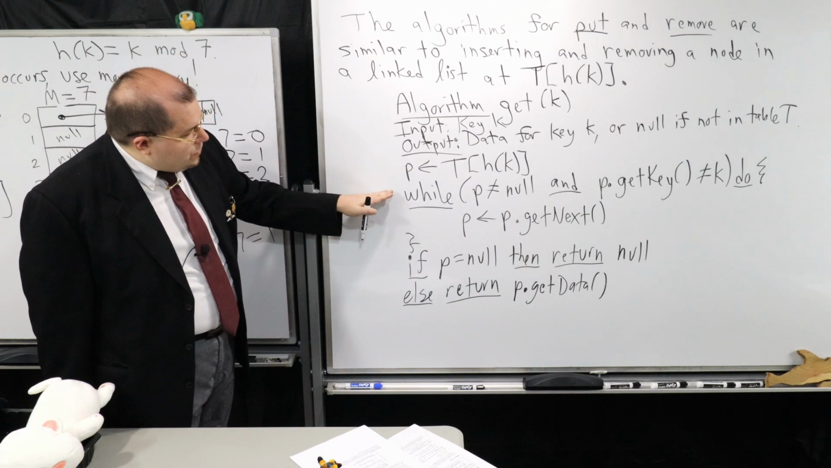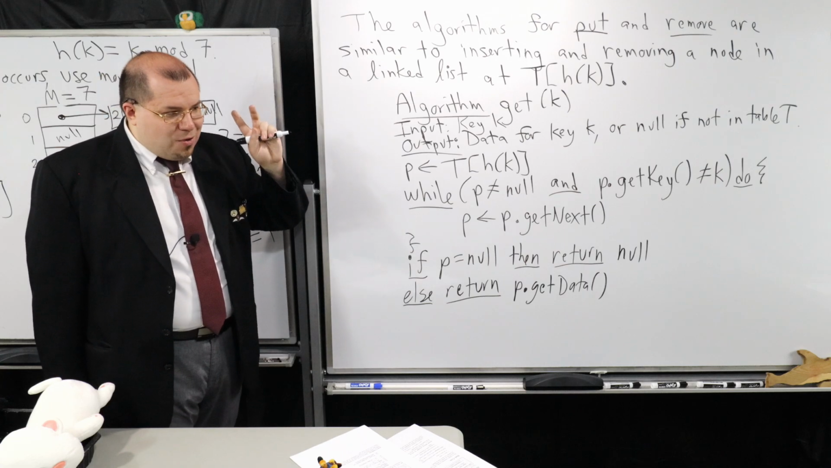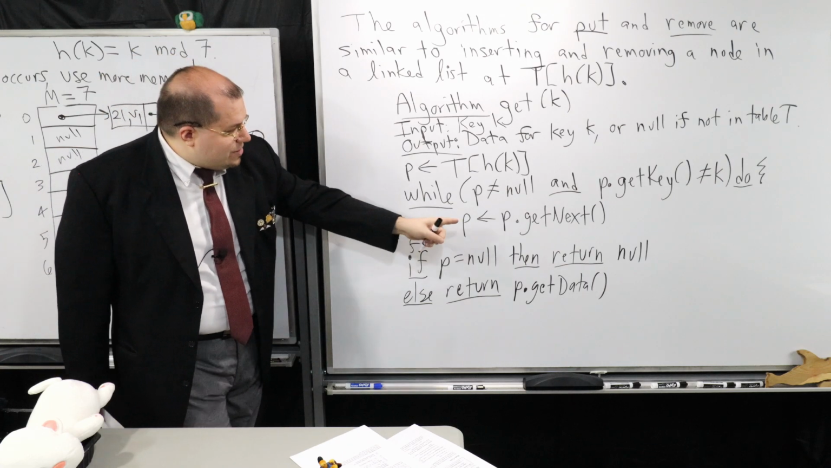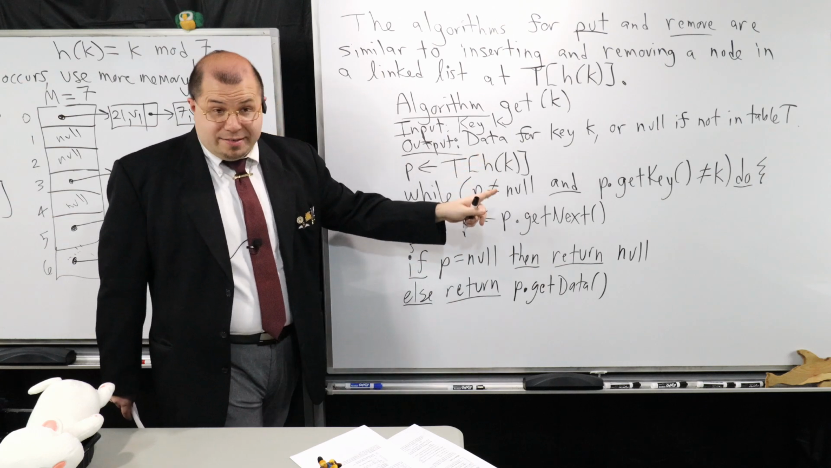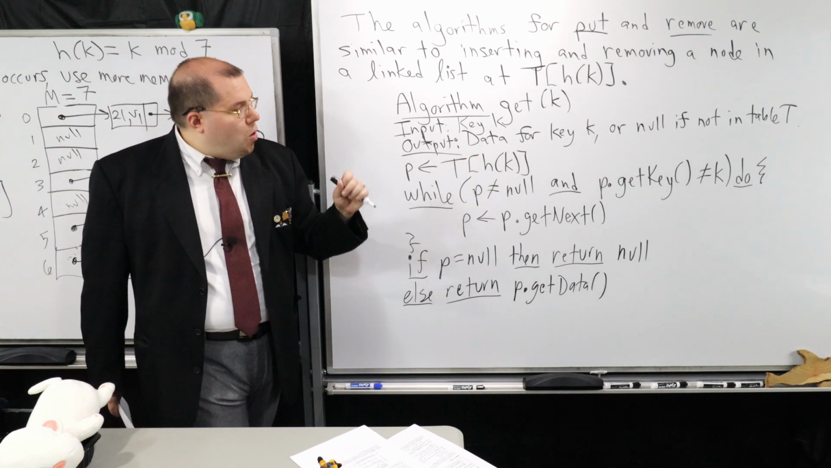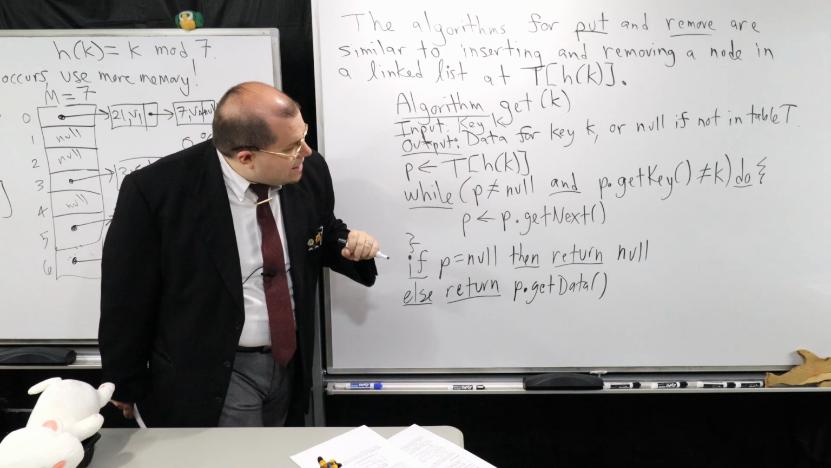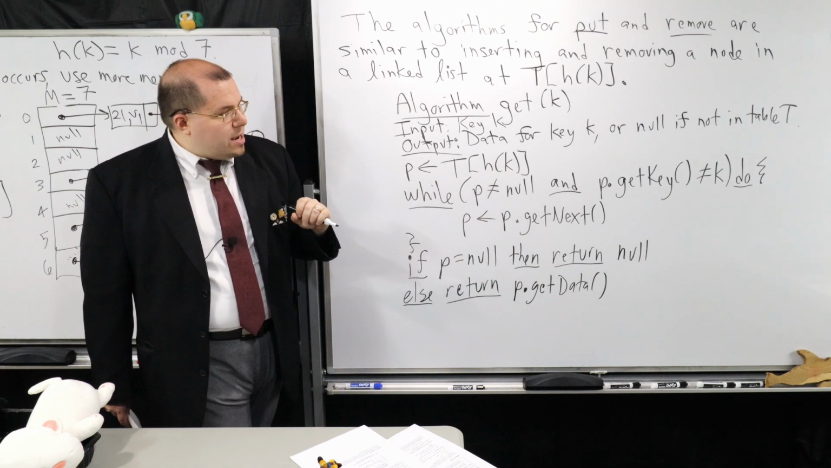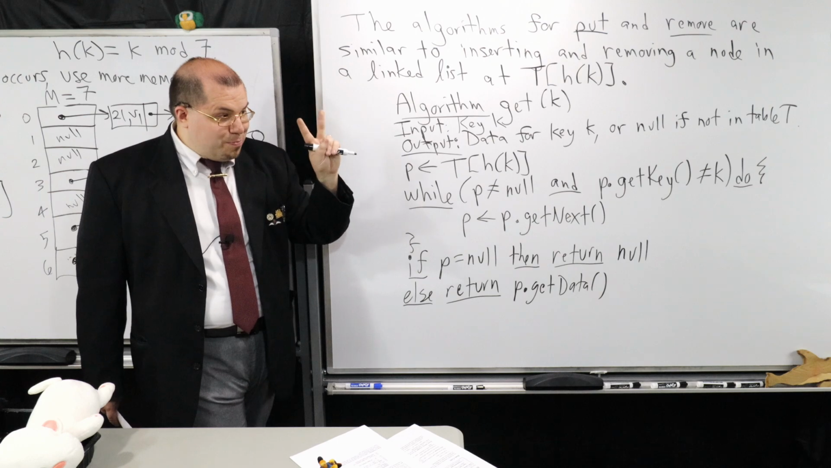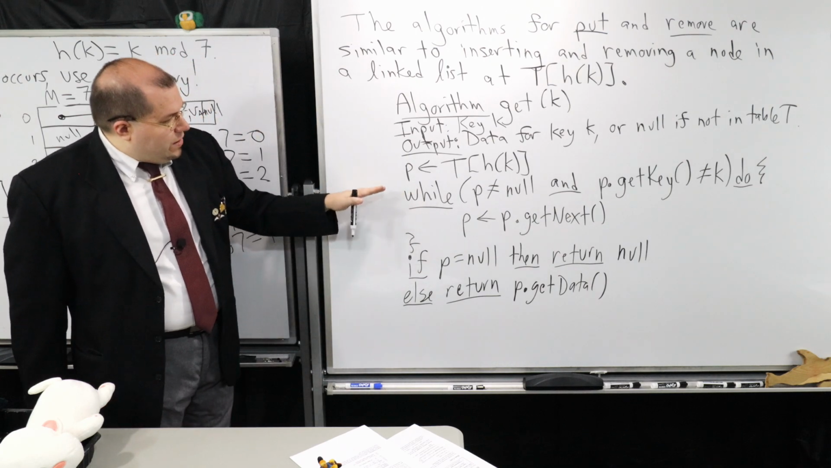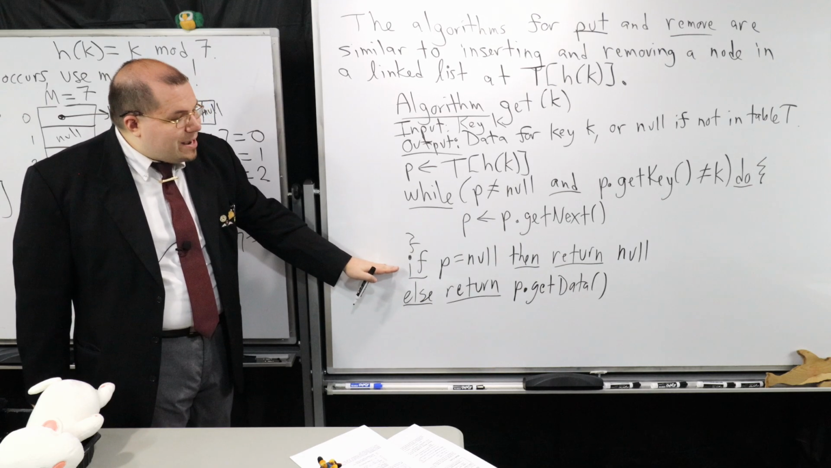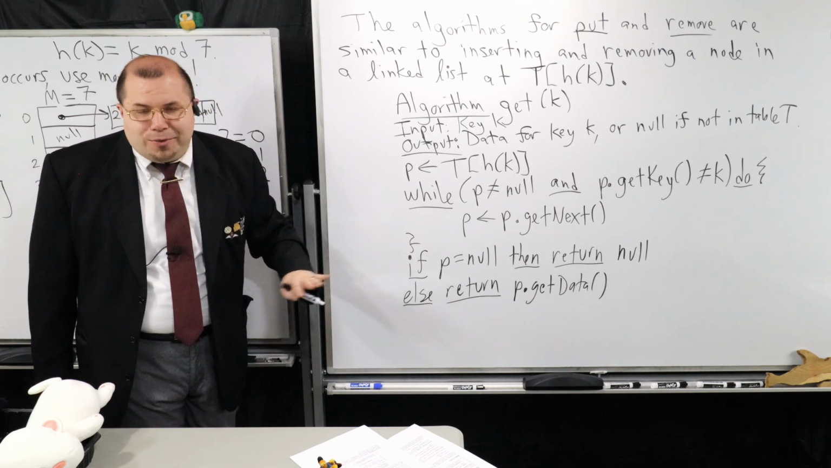After you're done with this, one of two possibilities will have happened. Either it invalidates the first condition, meaning that P is equal to null, or when I get the key of the node P, it is equal to k. There are only two possibilities for leaving this while loop. If P is null, then you know you didn't find it. You went way off the end.